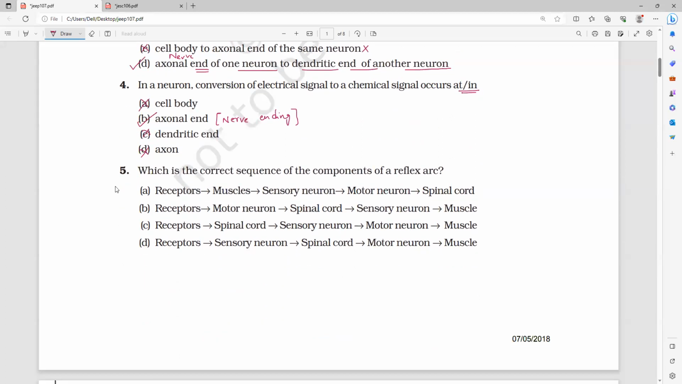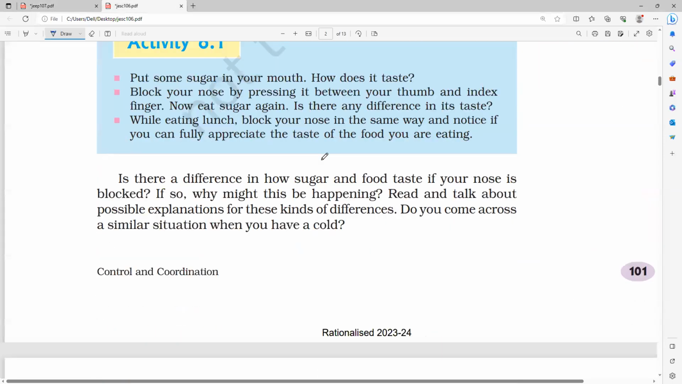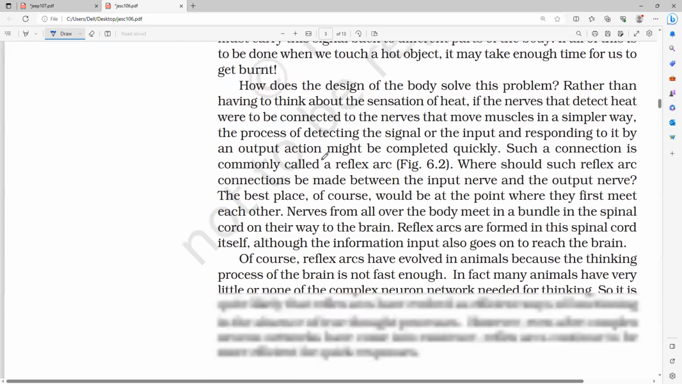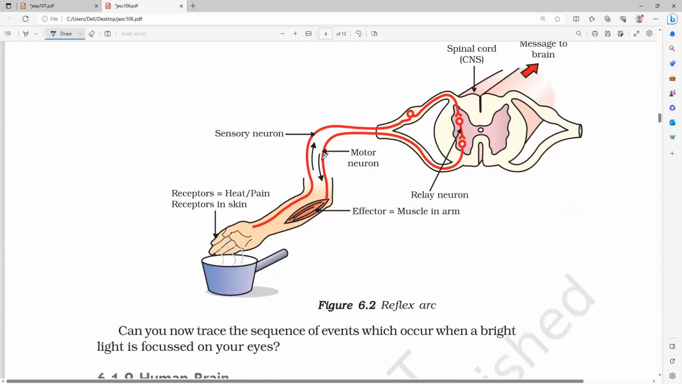Next, which is the correct sequence of the components of a reflex arc? I have given you two reflex arcs. Can you tell me the two reflex arcs I gave you? One is the spinal cord reflex arc, and the second one is the brain reflex arc. Am I right or wrong? So what is the path? All of you check it.